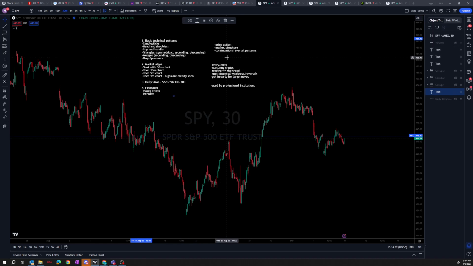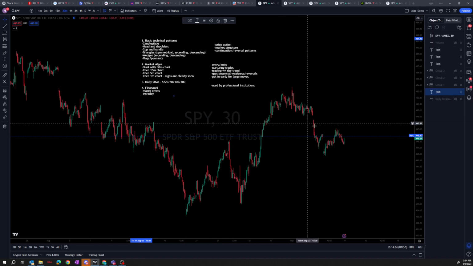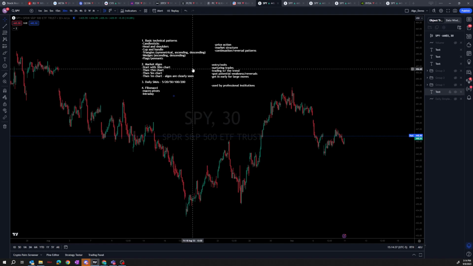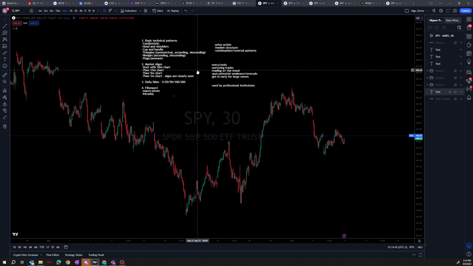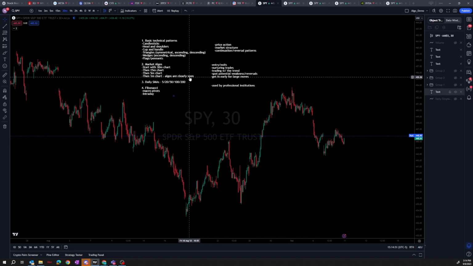Okay, so I'm going to leave these notes up here, and we're going to go ahead and start with the market algos. So here, I put a couple notes in here. You want to start with using your 30-minute chart, looking for whatever algos you could find, and then down to the 15, to the 5, and then finally to the 1 minute. The 1 minute is going to show the algos very clearly, whereas the 30-minute is basic. I basically just use the 30-minute to set my boundaries.